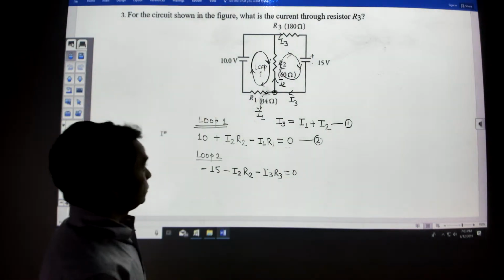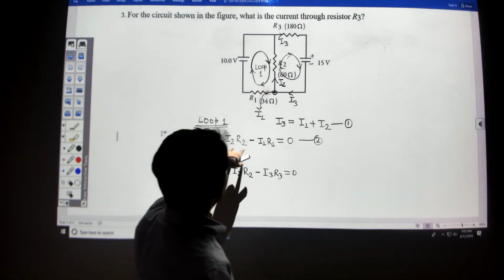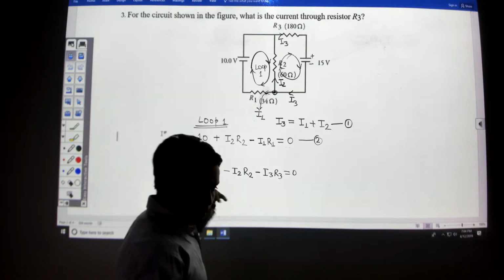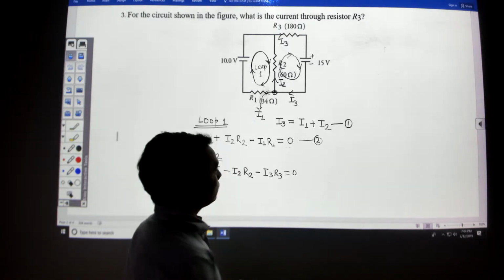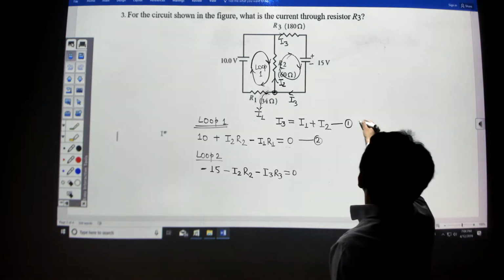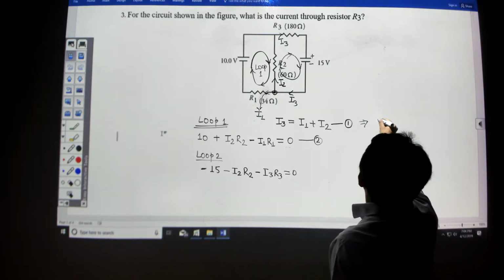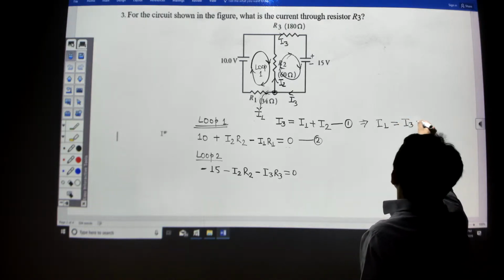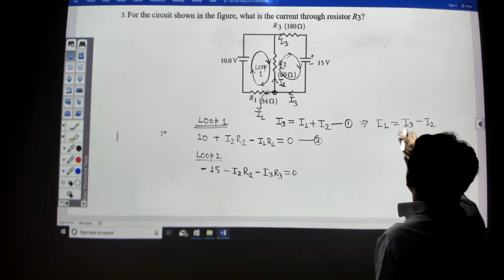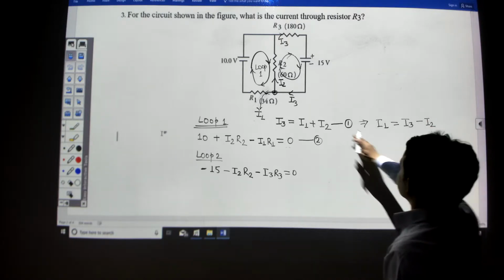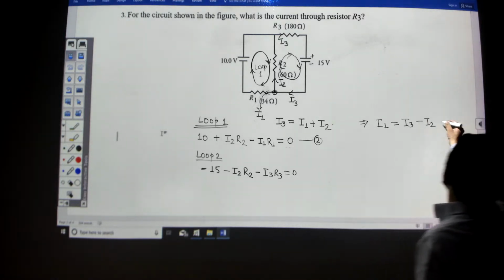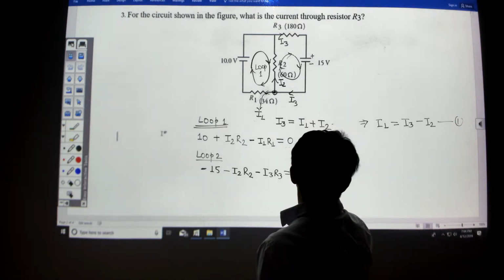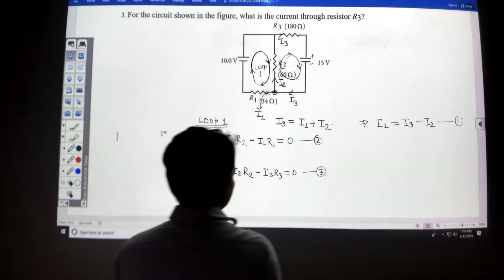So what I'm going to do, this equation has I2 and I1. This has I2 and I3. But I need I3. How do I solve for I3 now? From this equation, I can calculate I1 is equal to I3 minus I2. Let's call this equation 1. If I call this equation 3, I'm plugging 1 into 3.